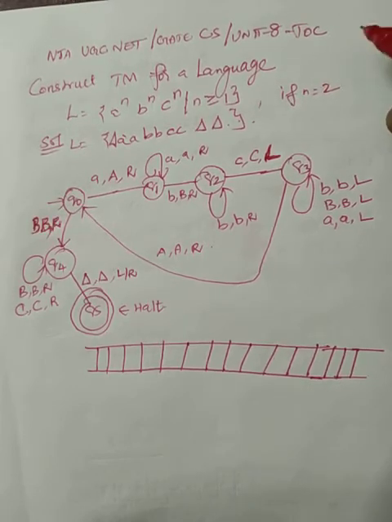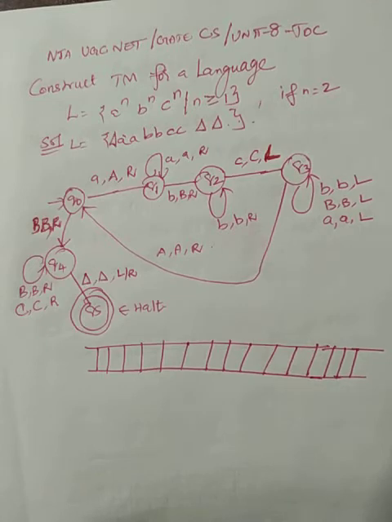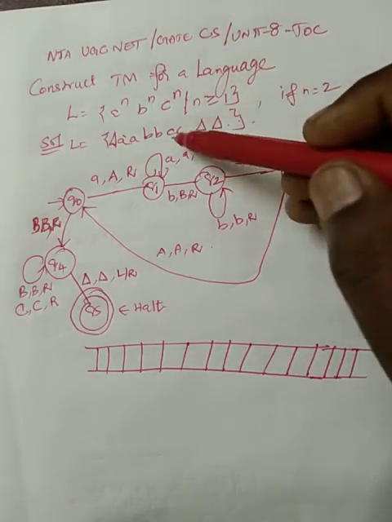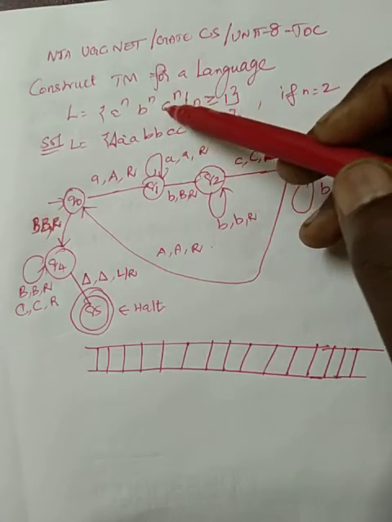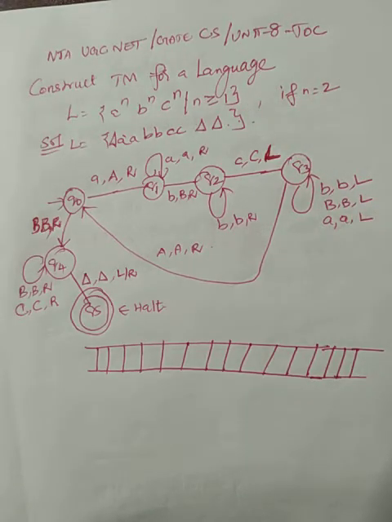So in today's topic, I'll explain what a Turing machine is, how to construct it, and its definition. Here we construct a Turing machine for a language L, which has a power n followed by b power n followed by c power n, such that n is greater than or equal to 1. So for that we want to construct the Turing machine. It's very simple, and we know what a Turing machine is.